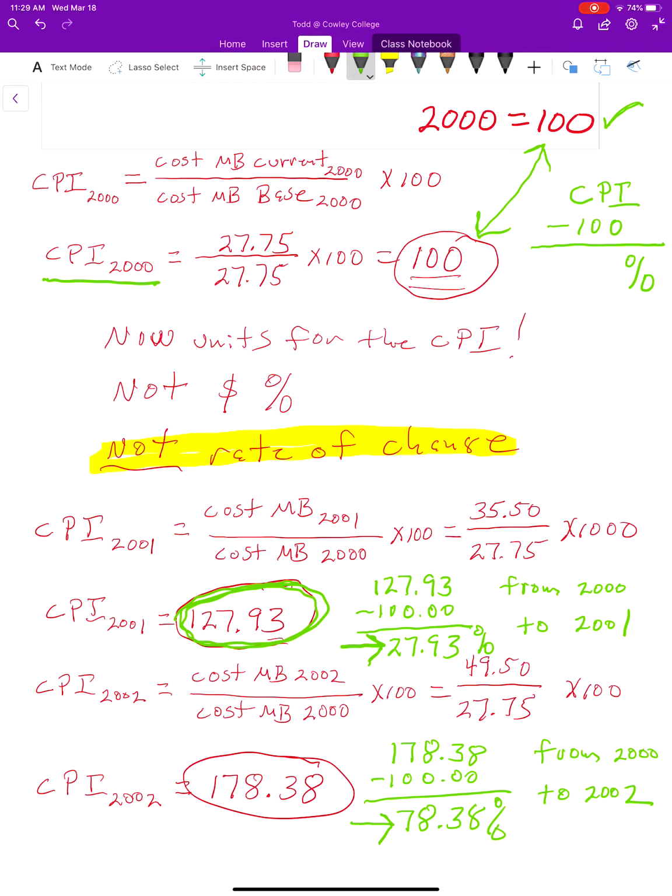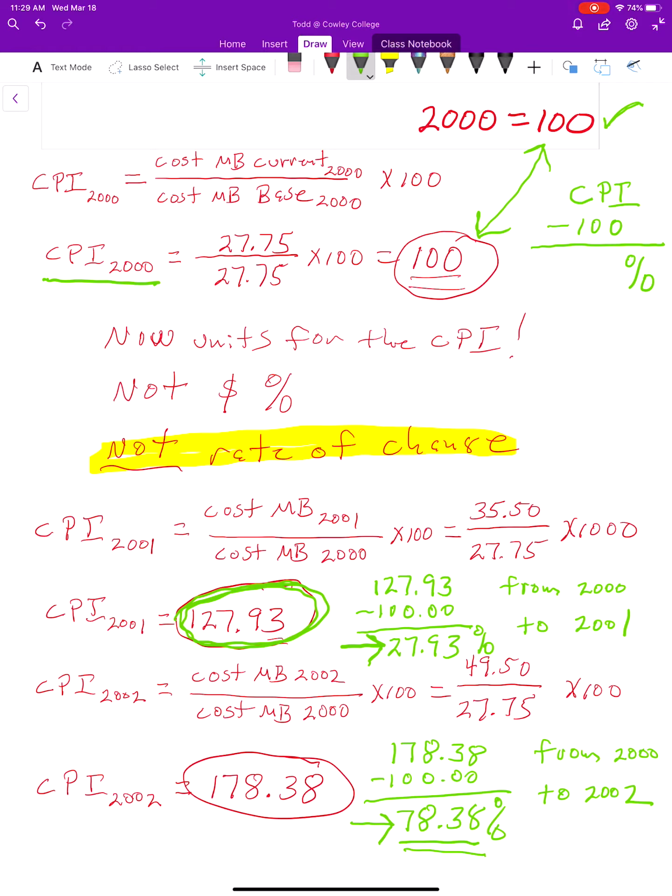So I want you to listen to these two statements to see if you can hear the difference. Are you ready? Statement number 1. Average prices have increased 78.38% from 2000 to the year 2002. Okay. Statement number 2. Average prices have increased 78.38% per year from 2000 to the year 2002.